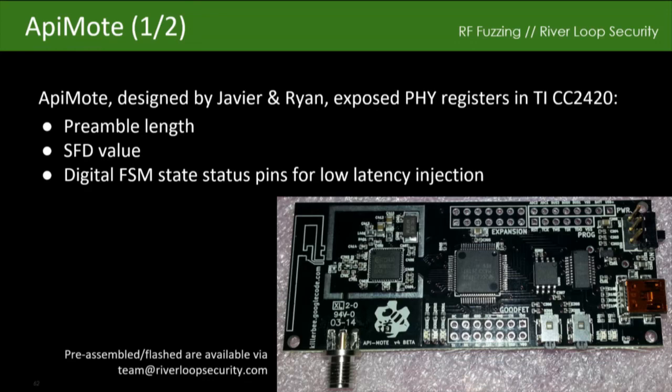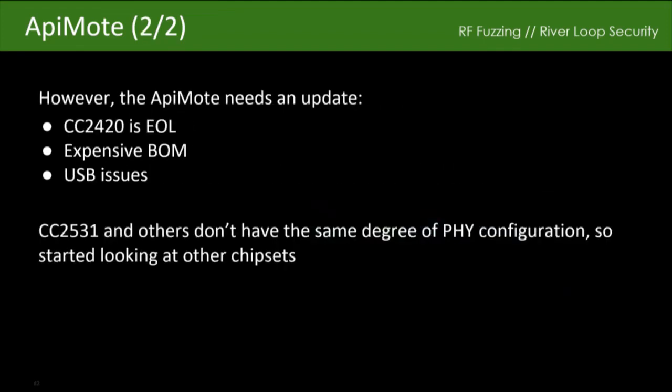So with that, they were able to modify just what we showed with the preamble length, but also modify the SFD value that was being looked for. And it also provided a serial pin that could be pulled to basically get very low-level, real-time insight into the state of the receiver's finite state machine. So this was useful for doing things like low-latency injection, getting around some of those timing limitations that occur when you have a serial, like a USB link, in line between the host and the device.